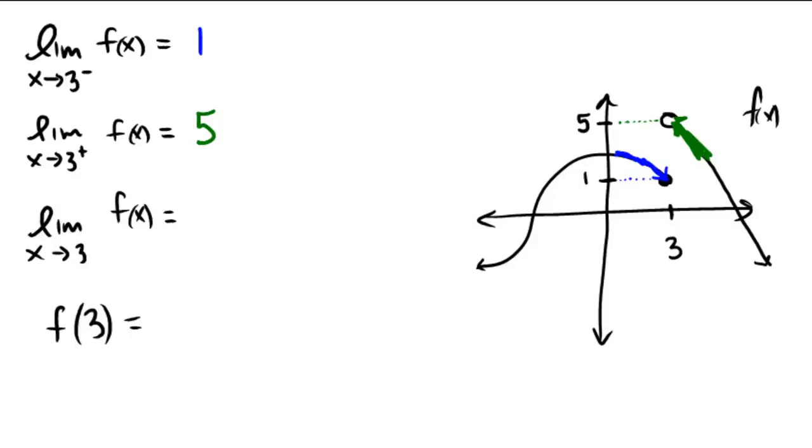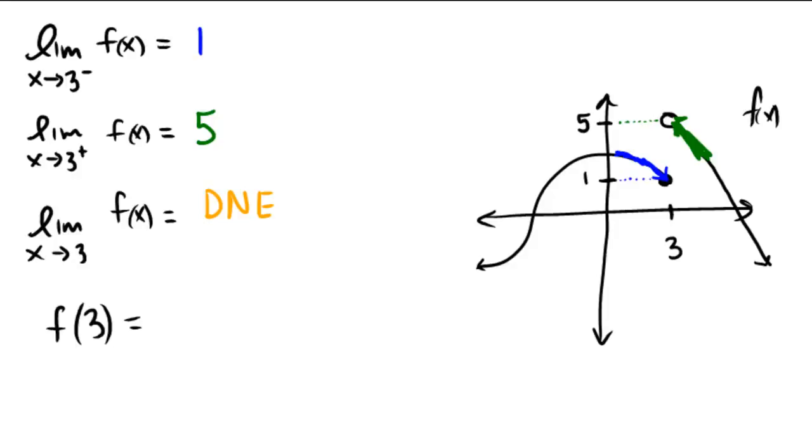So that means that since the value from the left and the value from the right for the limits are different, we have a jump here, an irreconcilable jump. So we say that the limit overall as we approach 3 does not exist. It does not exist because it's different values from the left and the right.